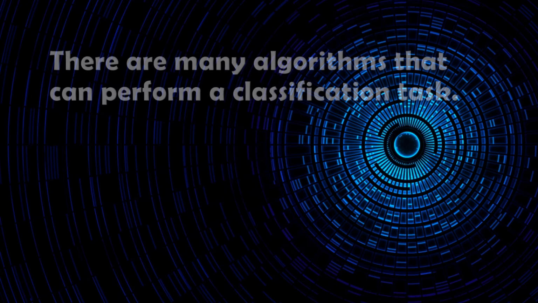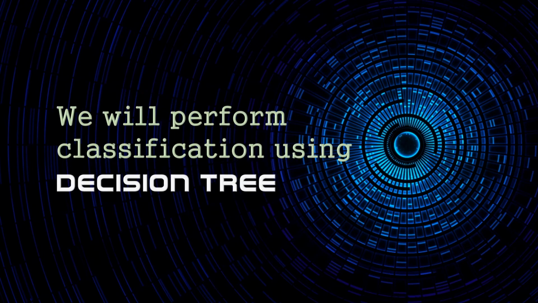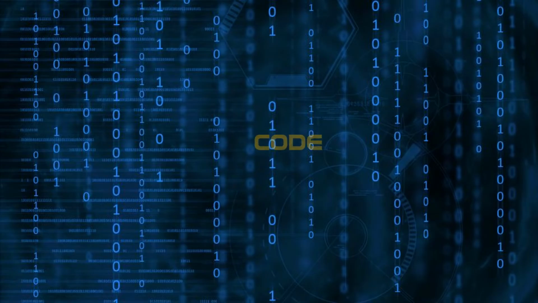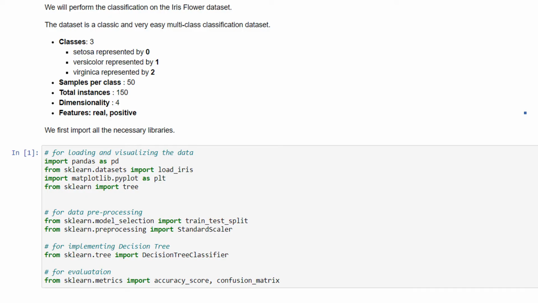There are many algorithms that can perform a classification task. We will perform classification using decision tree. Code. We first import all the necessary libraries for various functions such as data loading and visualization, data pre-processing, implementing decision tree, and evaluation of model.